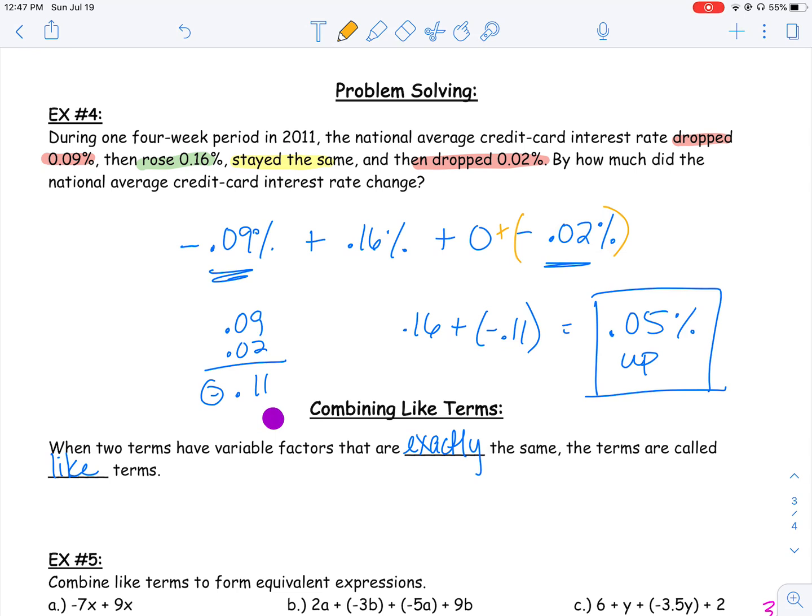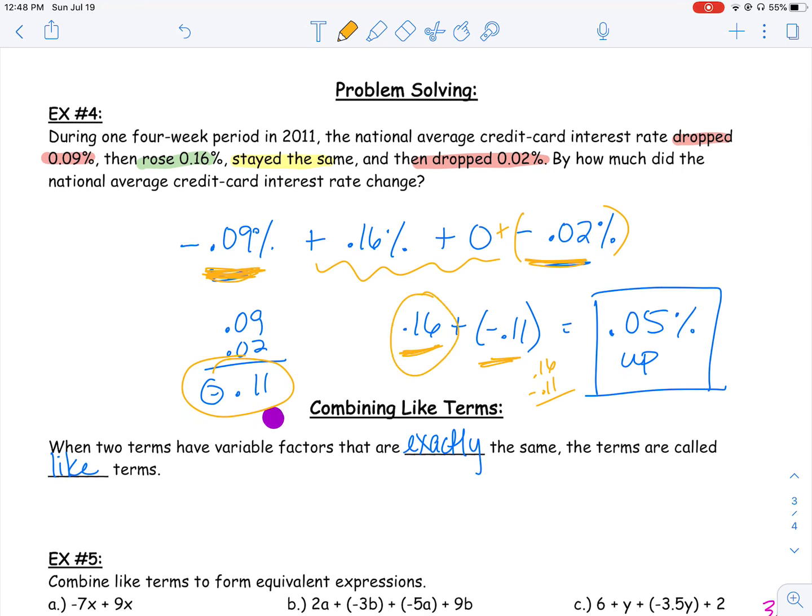So now I'm going to take all my positive numbers and all my negative numbers. So I took my negative 0.09 and my negative 0.02 to give me a negative 0.11. And then I took all my positive numbers, my positive 0.16 and my 0, which is just 0.16. So I have a positive 0.16 plus a negative 0.11. And now that I'm adding those two numbers together, I notice that one's positive and one's negative, so I can subtract those. So what is 0.16 minus 0.11? Well, I got 0.05, and I'm going to keep the sign of my bigger number, which is the 0.16.